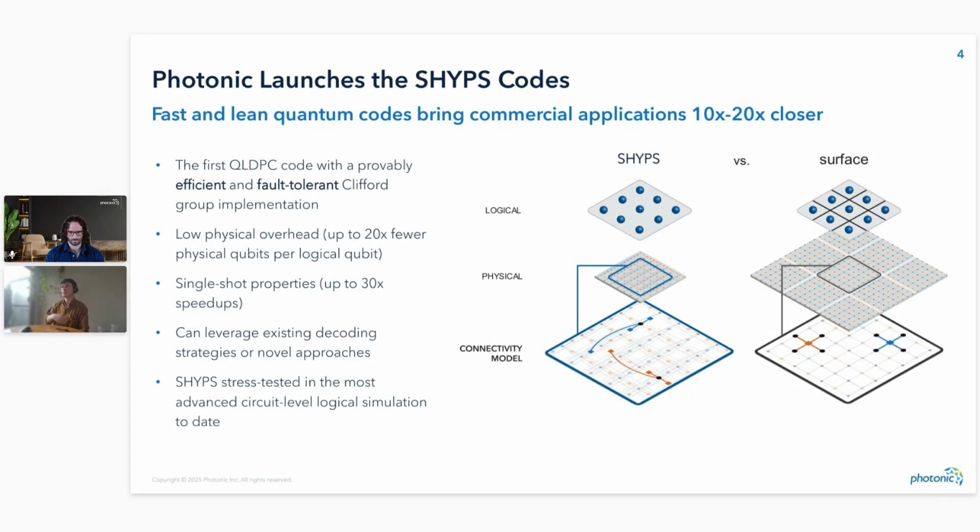So if you're familiar with the syndrome extraction process in the surface codes, if you have a D by D patch, you typically repeat syndrome extraction D times. In the SHYPS codes, we can do this once or a constant number of times, again yielding great speedups, 30 times if you're looking at around that distance 30 mark.